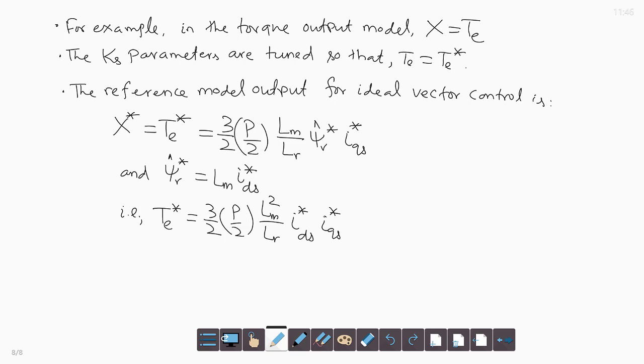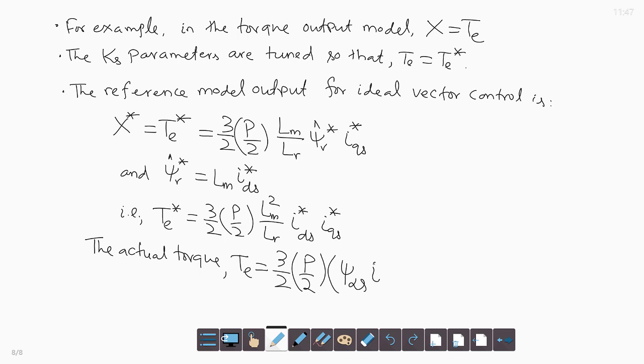The actual torque developed by the motor during the operating condition is estimated using the adaptive model, which is given by 3/2 into pole pairs into psi alpha s into I beta s minus psi beta s into I alpha s, because voltages and currents are taken as the input and flux is estimated. This is the exact torque during the operating condition, and this T E is matched with T E star by the closed loop control and parameter tuning.